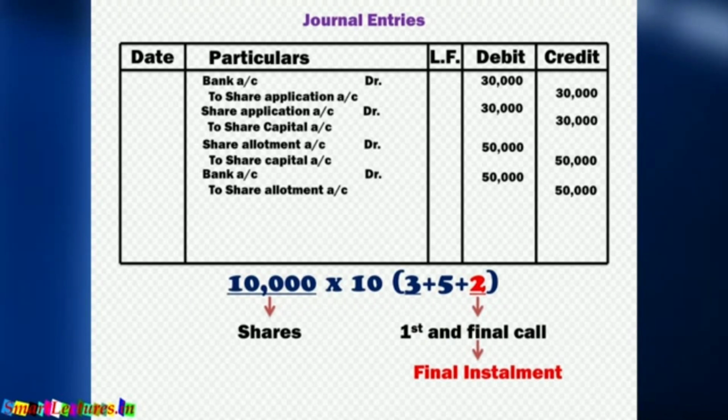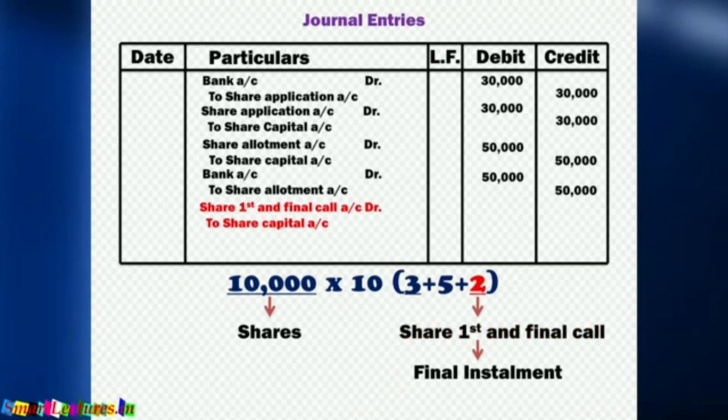In all these journal entries, I am using the term share capital, and we don't know whether these are equity shares or preference shares. So if the question says that equity shares were issued, then always you have to use equity share capital, equity share allotment. Otherwise, if the question is not mentioning anything about the class of shares, you can use the term simply share capital.